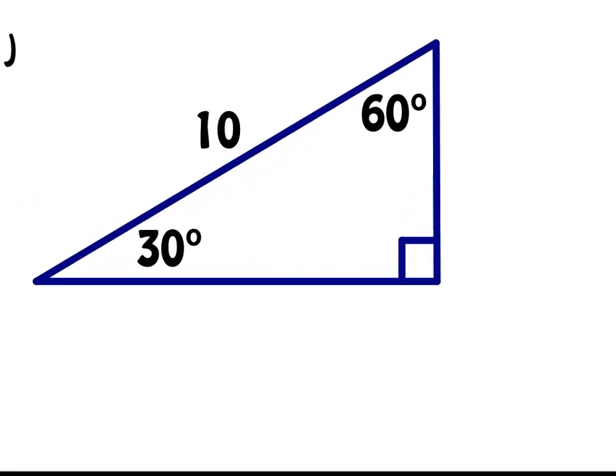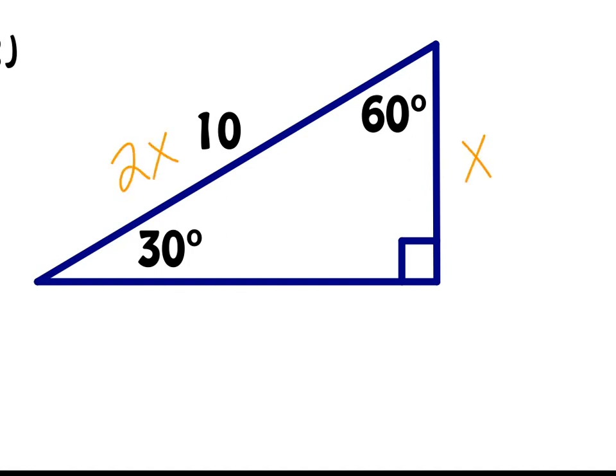Looking at problem number 2. Again, I'm going to label my sides. So this is x, this is 2x, and this is x square root 3. The only thing I know about this particular problem is that the hypotenuse, which is equal to 2x, equals 10.